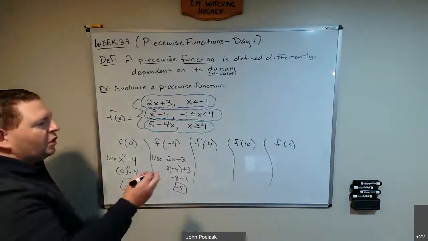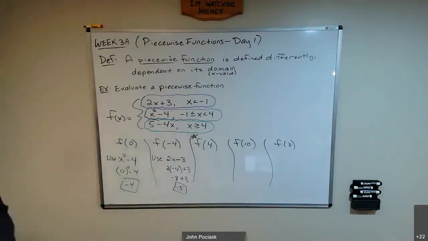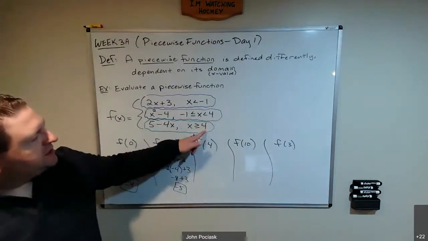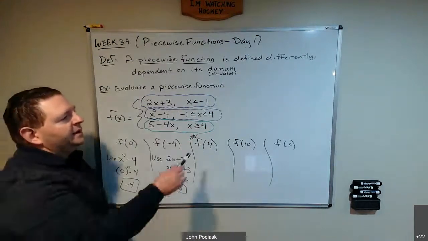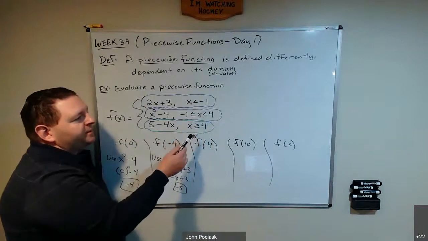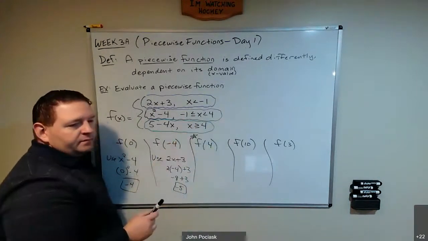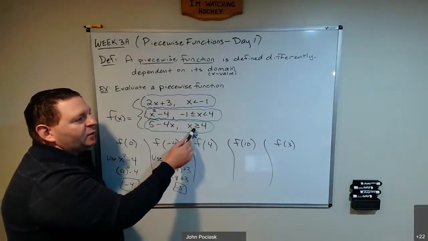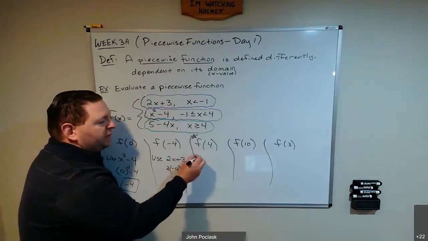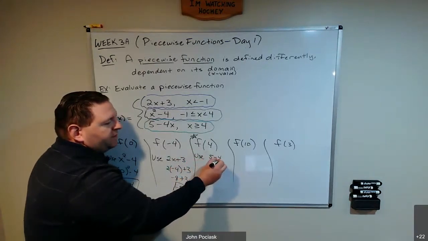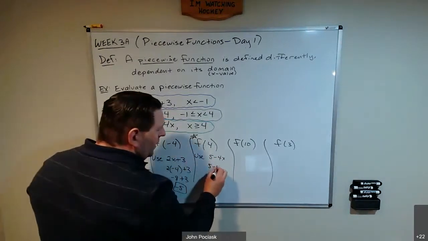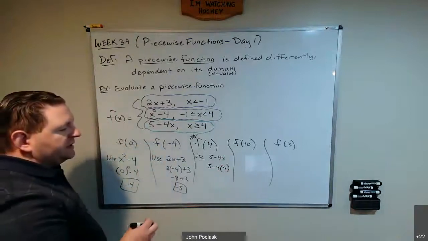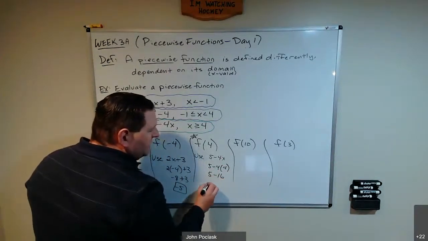The next one, I'd like you to put a little star by this one, because people flub this one a lot because they think it's on both, right? You see a 4 here, you see a 4 here, so they do both, right? It's never both. It only fits in one of them. It doesn't fit in this one, the purple one, because 4 is not less than 4. And so it doesn't work for that. It only works for the green one. 4 is greater than or equal to 4. So you have to use 5 minus 4x. So substitute into that. 5 minus 4x is 4. So that's 5 minus 16, which is -11.